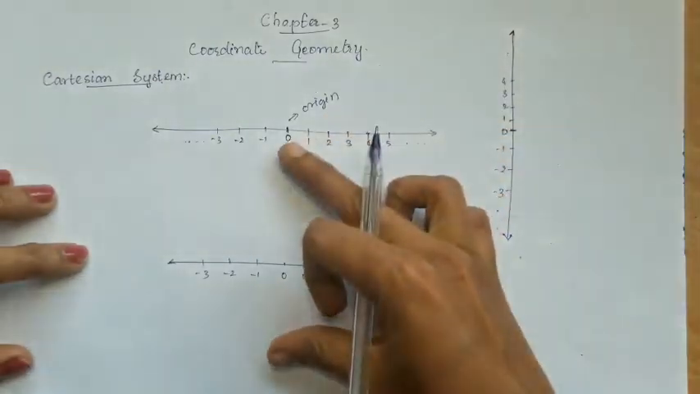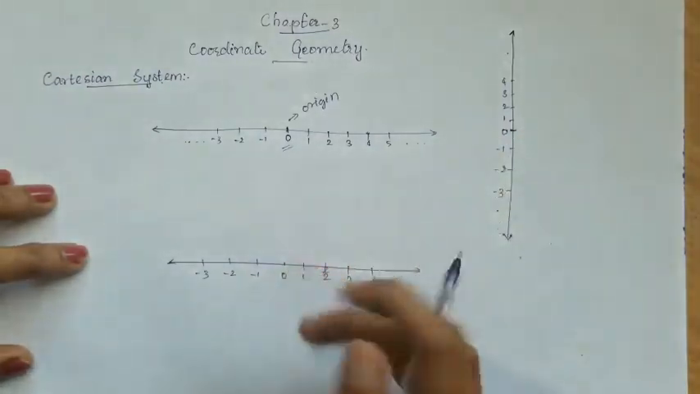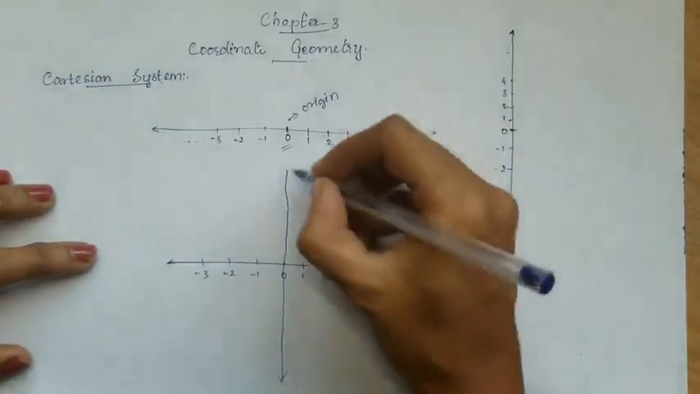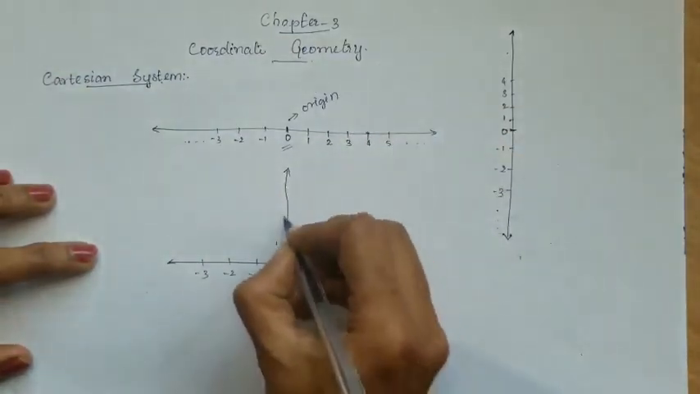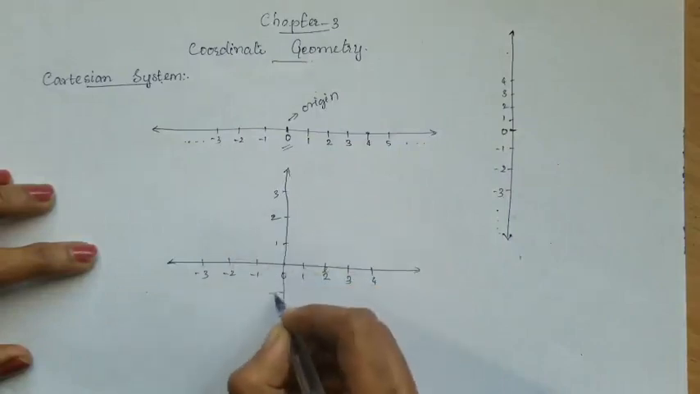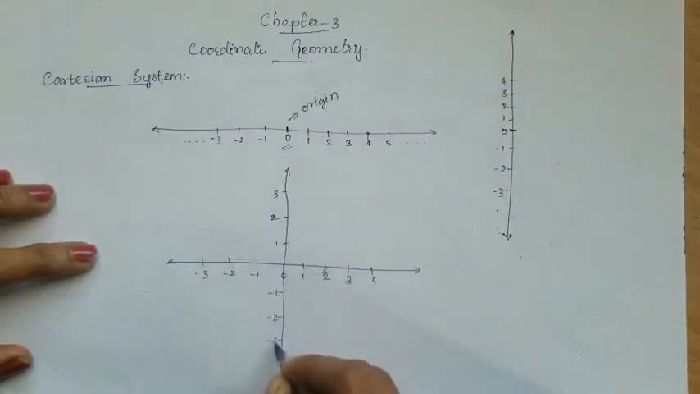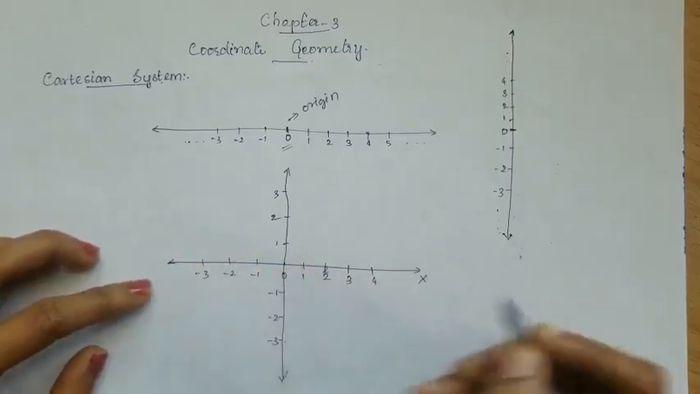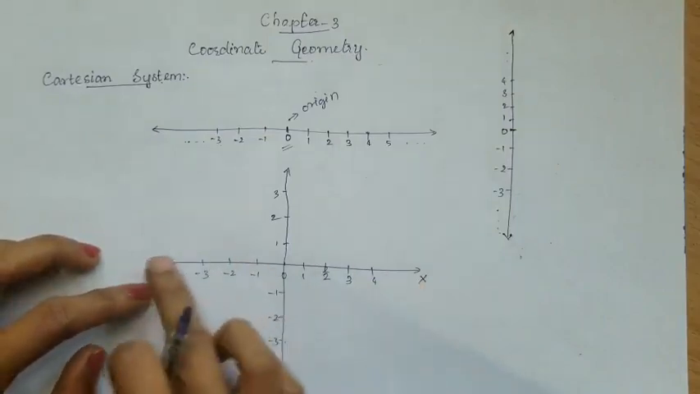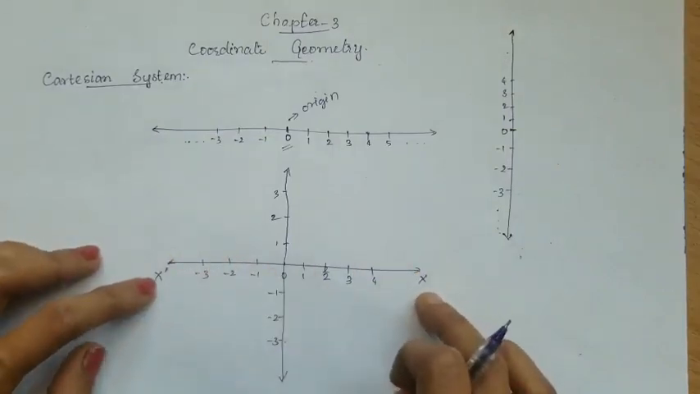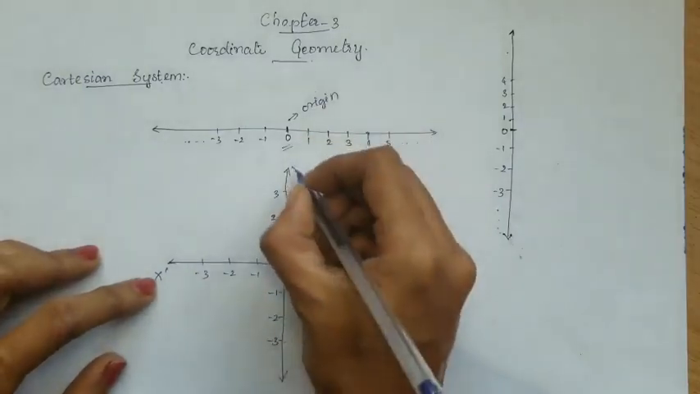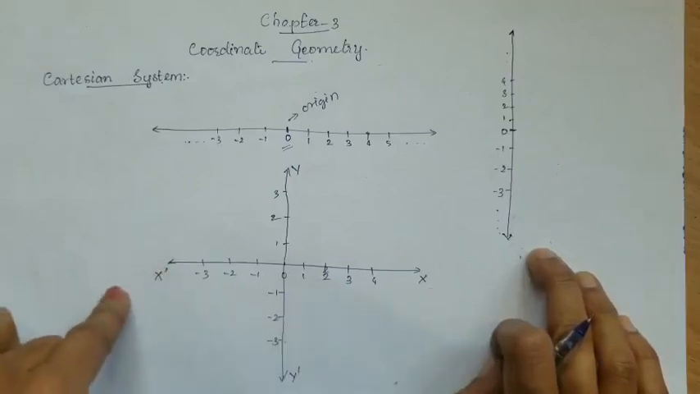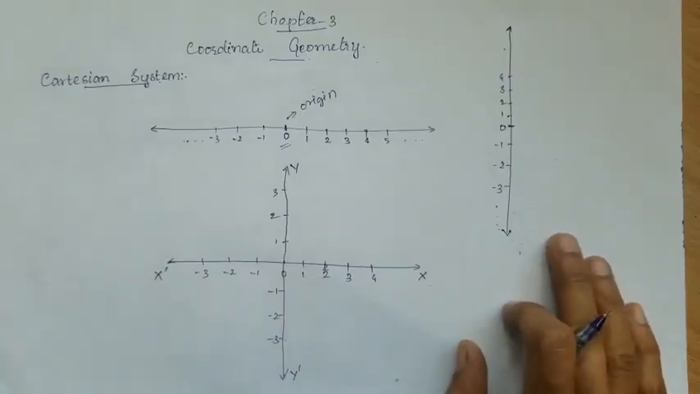Keep this one on this 0. That means these two zeros merge at the same point. So that you will get this one. Here positive numbers and here negative numbers. This horizontal line is named as x, x dash, and the vertical line is named as y, y dash.